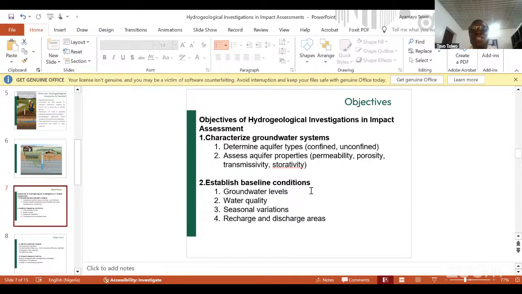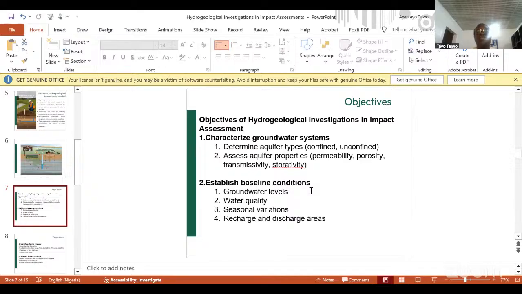I've just explained permeability. And then porosity is the percentage of spaces in a rock or sediment that can store water. And then the third one here is transmissivity, which is how much water can be transmitted horizontally through a saturated thickness of the aquifer. All these are important for hydrogeological investigations when you're conducting them. Storativity just simply talks about the volume of water that an aquifer releases or stores per unit surface area per unit change in hydraulic head.